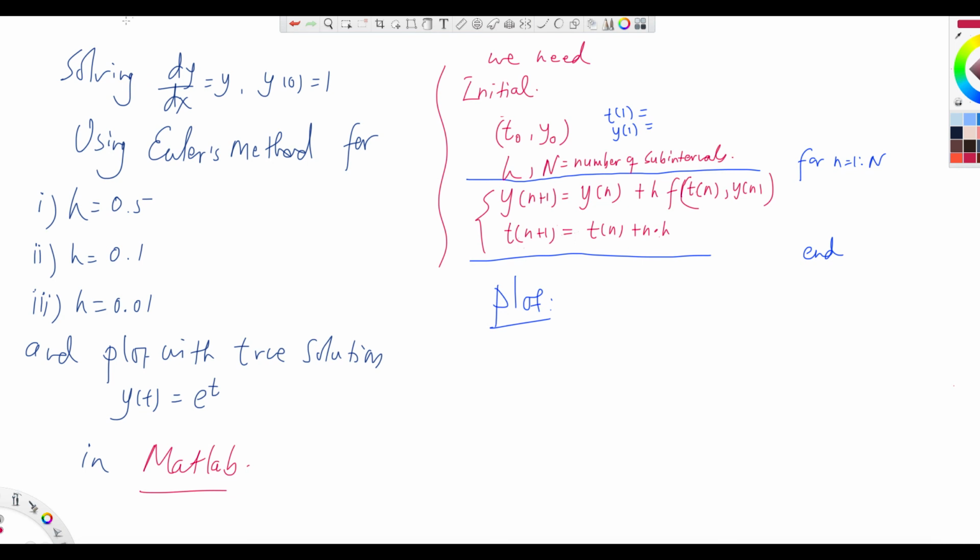Okay, so our question is, solve dy over dt equals y, when y0 is 1. Use Euler's method for h equals 0.5. We did that by hand already. Okay, h equals 0.1 and h equals 0.01. I will do this by using software called MATLAB.